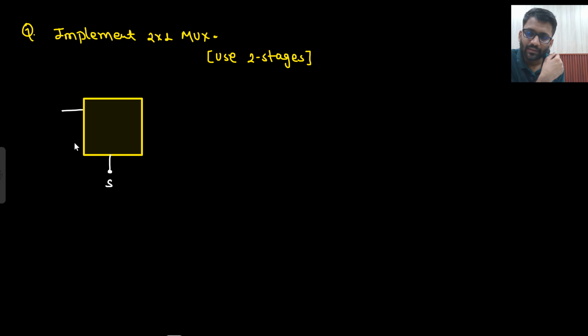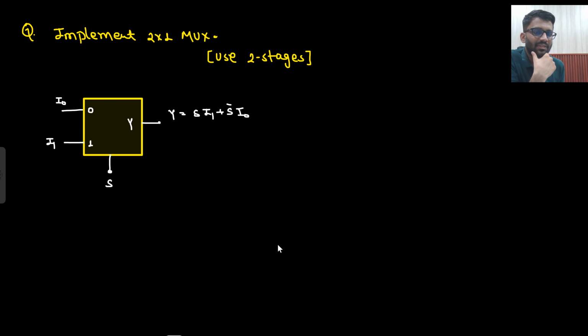This is S, 0 1 I am showing. This is your I0, this is your I1, this is your Y. So what will be your Y? Y will be equal to S I1 plus S bar into I0.